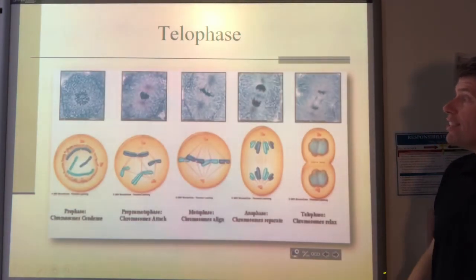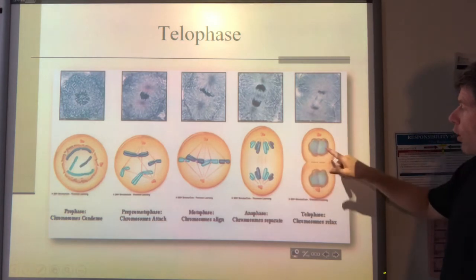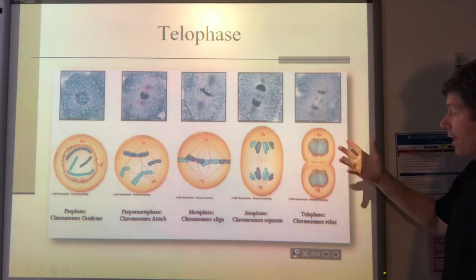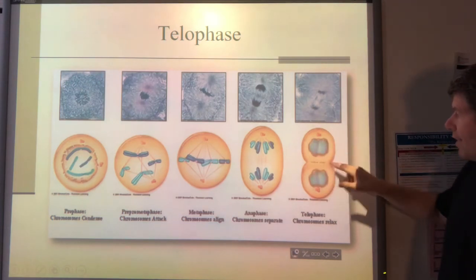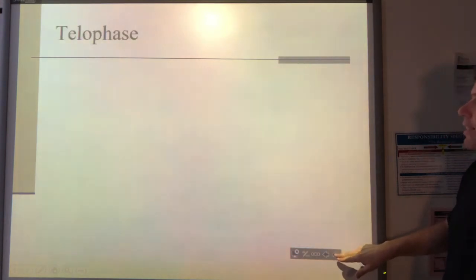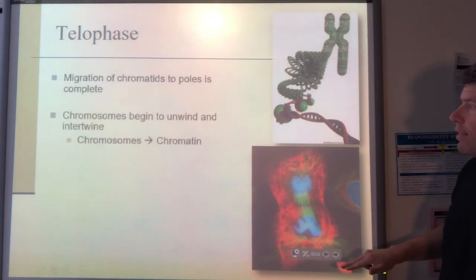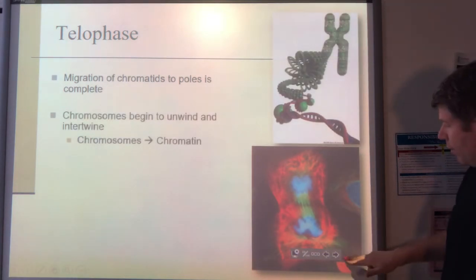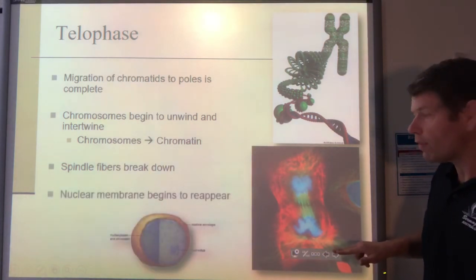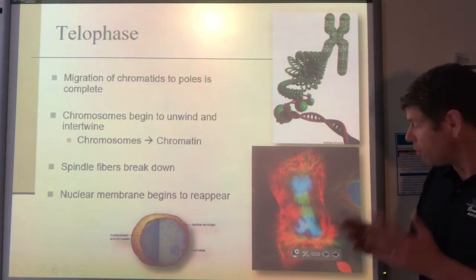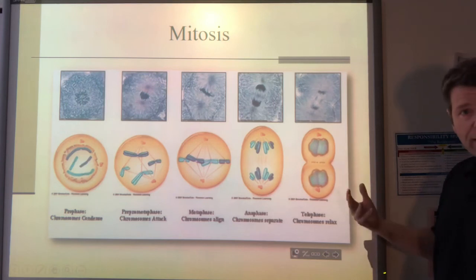So our last stage is telophase. We're going to get our nuclear membrane back. The chromosomes are going to unravel and become chromatin, and we're going to start to get a pinching of the cytoplasm so that we end up with two distinct cells. So the chromatids have migrated, that's already taken place. They begin to unravel or unwind. The spindle fibers are not needed anymore, so they break down. The nuclear membrane begins to reappear, and that technically is telophase.